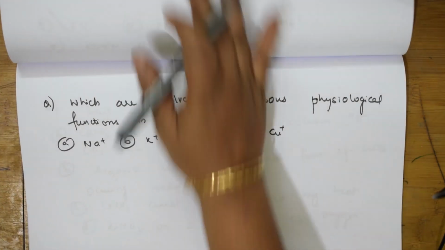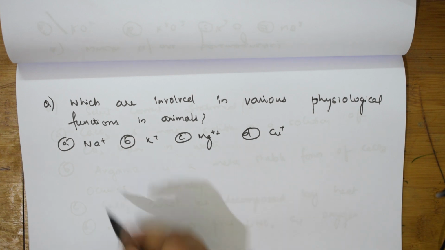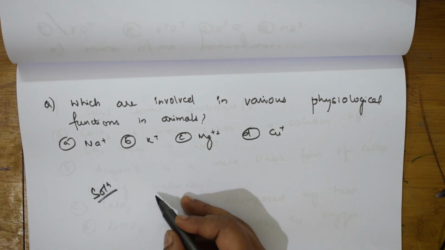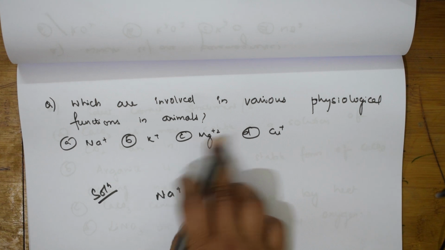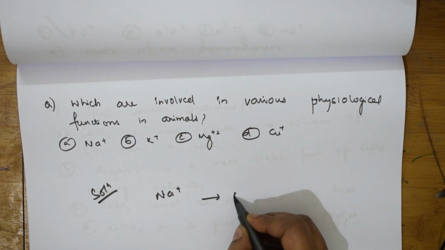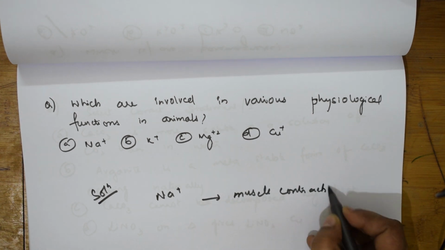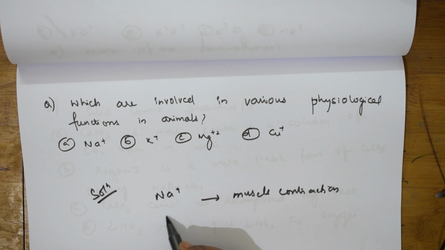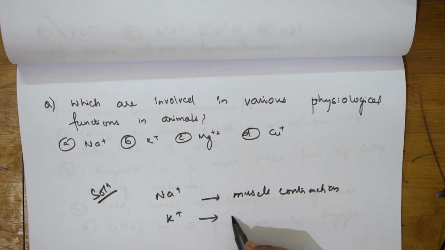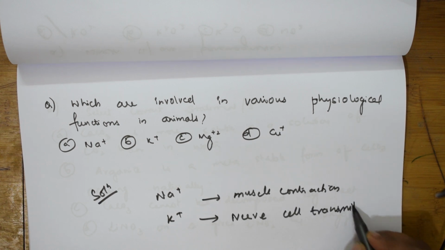Fine. Next question: which ions are involved in various physiological functions in animals? So simple, isn't it? You need to have the basic information. Sodium, Na plus. They said physiological functions in animals. So Na plus, where is it used? It is used in muscle contraction. There are many uses, but I'm just writing the basic one, muscle contraction. And K plus is used as a nerve cell transmitter in animals. Very important function.